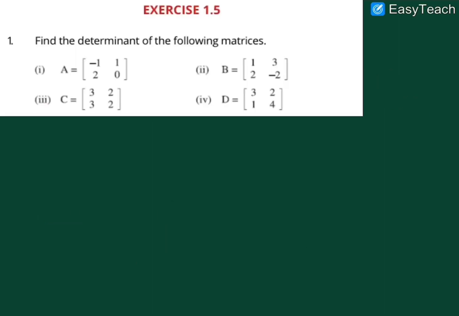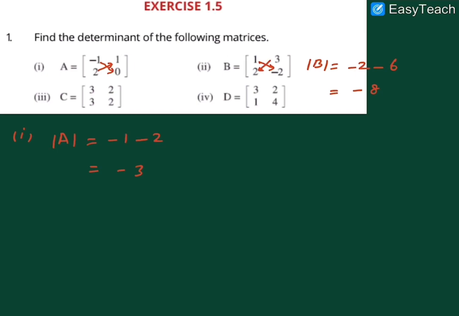Next is exercise 1.5. In question number 1, it says find the determinant of the following matrices. So what will be the determinant of A? A determinant will be equal to -1 into 0, which is 0, and minus -2 times 1, which is -3. Similarly, B determinant will be 1 times -2, which is -2, and -3 times 2 is 6, so which is -8.